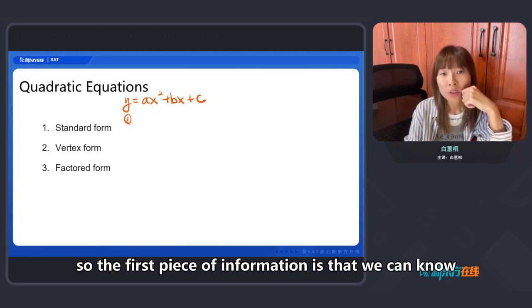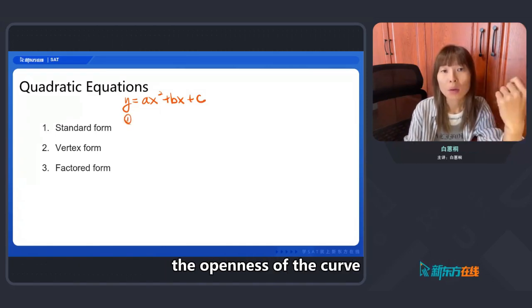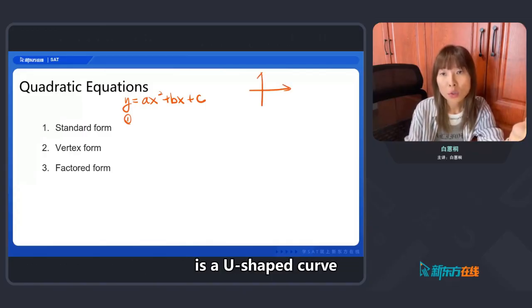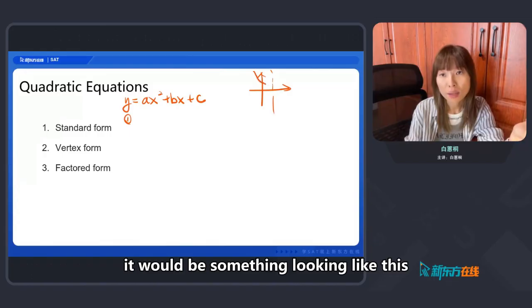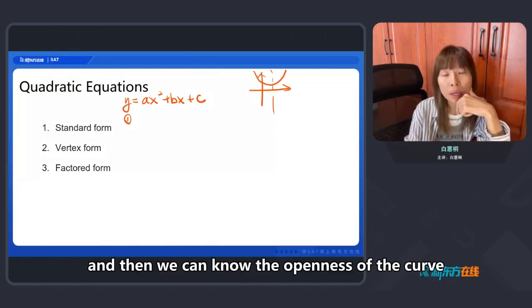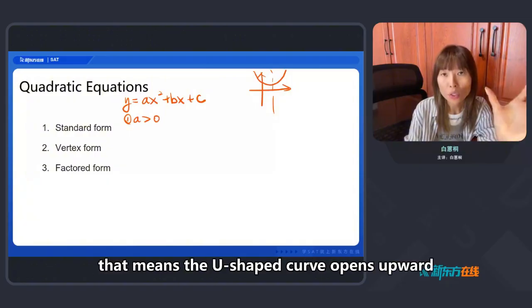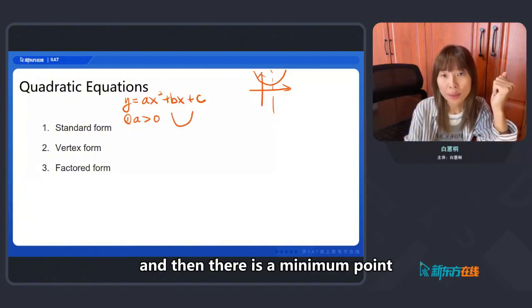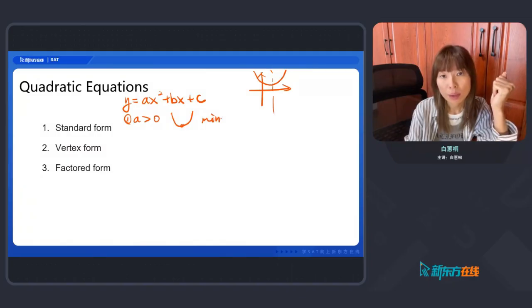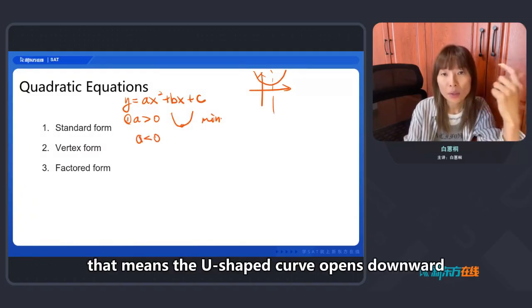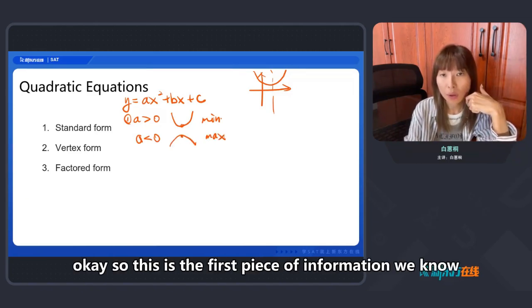The first piece of information is that we can know the openness of the curve, because we know the quadratic function is a U-shaped curve. It would look something like this. If a is greater than 0, that means the U-shaped curve opens upward, and there is a minimum point. If a is less than 0, a negative number, the U-shaped curve opens downward, which means there is a maximum point. Okay, so this is the first piece of information we know.